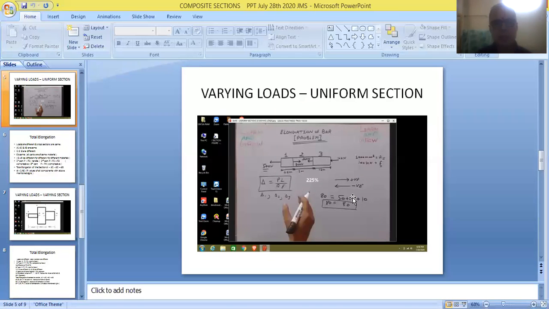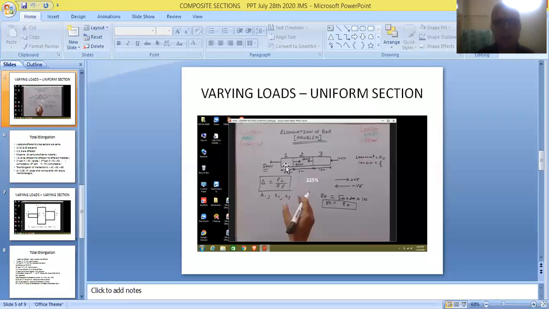And like that, we can frame the equations for this particular topic, that is called varying loads and uniform section. Different loads are acting on different components. That's why they are referred to as varying loads. The area of all the components as shown in the figure is one and the same. Therefore, it is referred to as a uniform section.